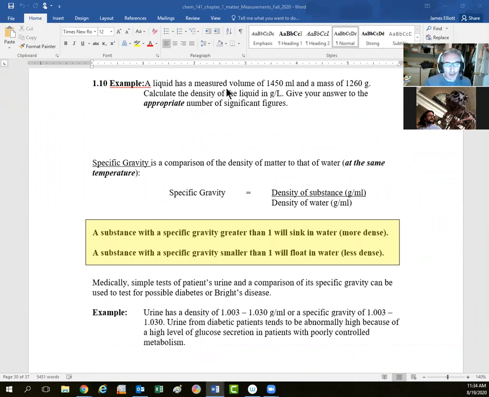The liquid has a measured volume of 1,450 milliliters and a mass of 1260 grams. Calculate the density in grams per liter and answer to the appropriate number of significant figures.